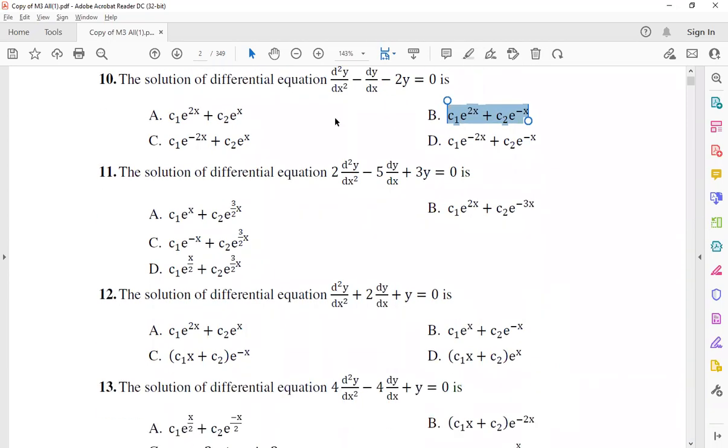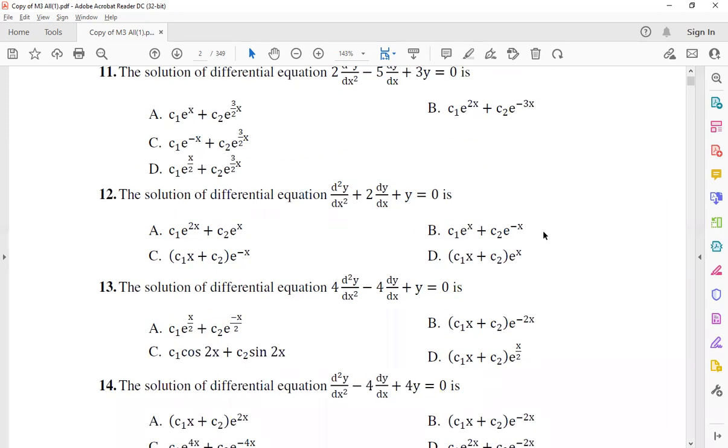Next, 11. 3 by 2 and 1. Okay. 3 by 2 and 1 are the roots. So is there an option like that? A. Is A correct? Yes, ma'am. Good. Next, 12th.